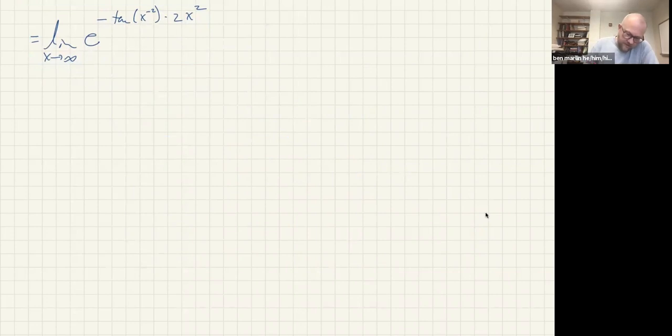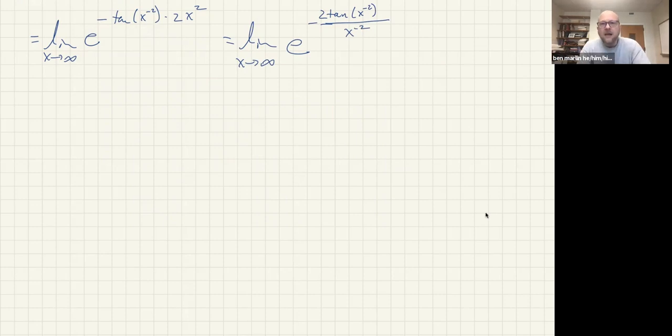All right, so I'm going to turn that into the limit as x goes to infinity, e to the power, I'll leave the negative here. I think I'm going to leave the tangent of x to the minus 2 on the top, and maybe I'll leave the 2 on top as well, and then have x to the minus 2 on the bottom. Oh my God. I can use L'Hopital's rule again, but I don't actually have to. This is pretty sweet, okay?